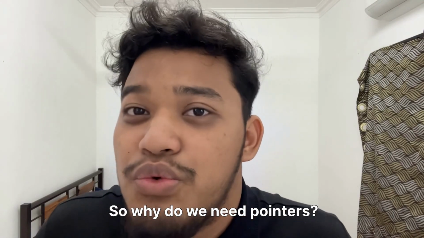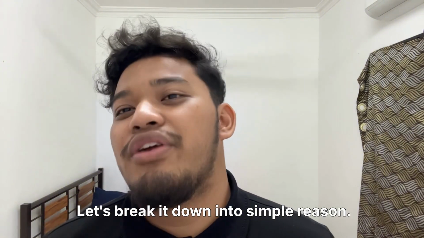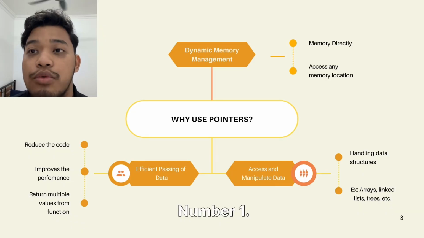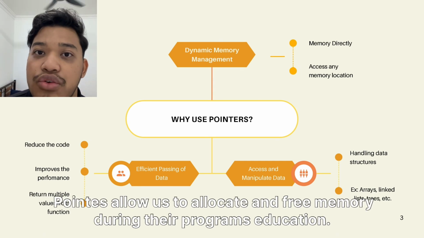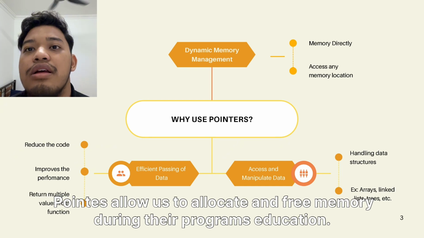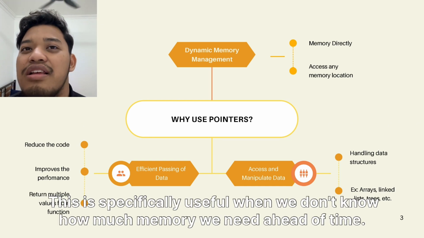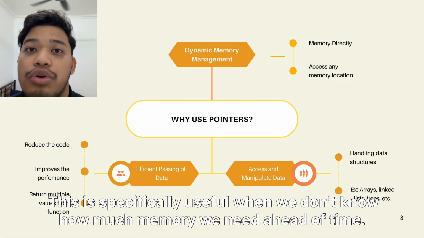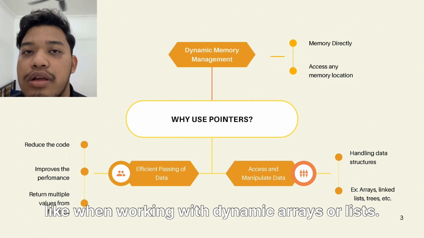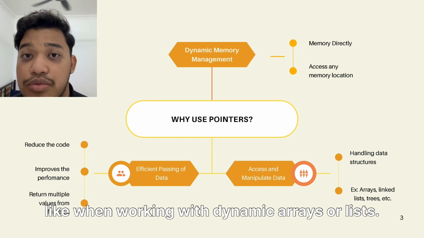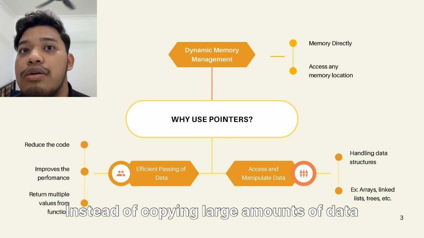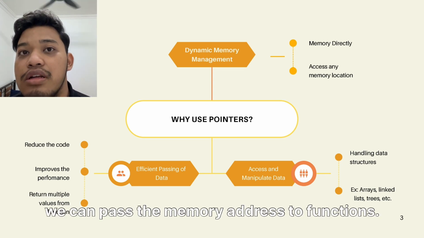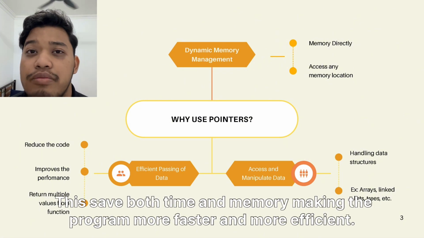This makes pointers very powerful when we want to work with data directly. So, why do we need pointers? Let's break it down into simple reasons. Number 1, dynamic memory management. Pointers allow us to allocate and free memory during the program's execution. This is especially useful when we don't know how much memory we need ahead of time, like when working with dynamic arrays or lists. Number 2, efficient passing of data. Instead of copying large amounts of data, we can pass the memory address to a function. This saves both time and memory, making the program faster and more efficient.